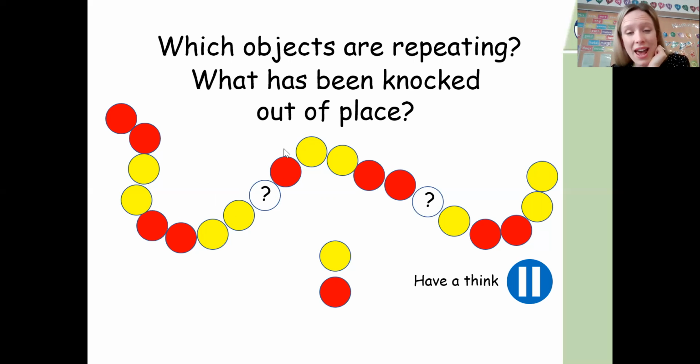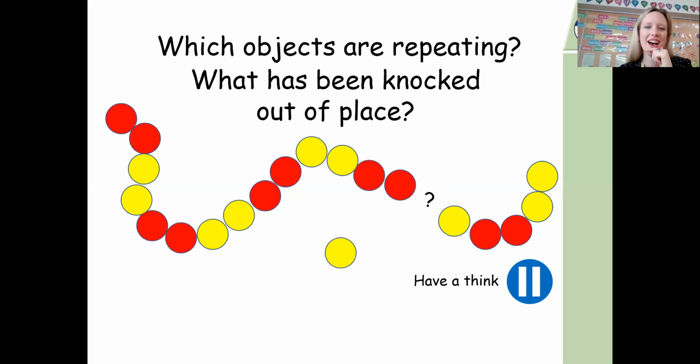So that's red, red, yellow, yellow. Aha. So that means, let's see if we're right. Is that what you thought at home? 2 red, 2 yellow. This one most definitely is a red. 2 yellow, 2 red. And then we said the yellow goes over there.